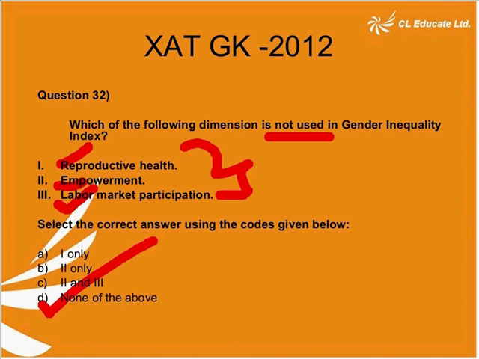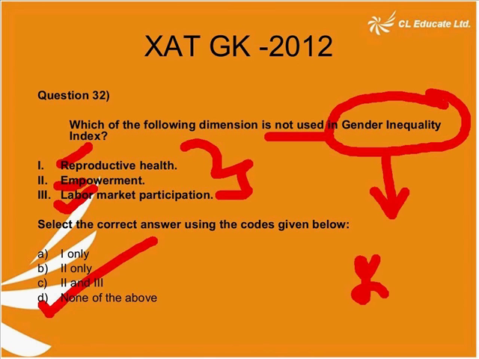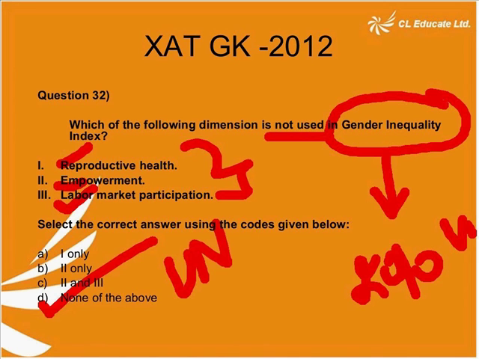Now, gender inequality index was introduced in 2010. Remember, it was introduced in 2010 with the United Nations Development Program. UNDP had included it in 2010. UNDP, United Nations Development Program, had included it in 2010.